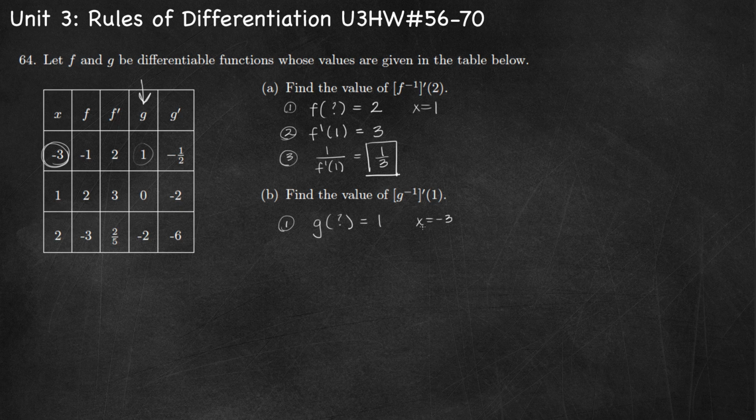And then I'm going to take that value and substitute it into the derivative of g. So step 2, I want g prime of -3. G prime of -3 is equal to -1/2. And then step 3, we're going to find the reciprocal of that value. So 1 over g prime of -3 is -2. So our final answer there, -2.